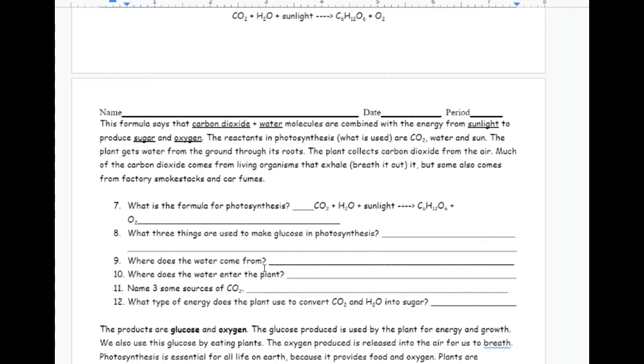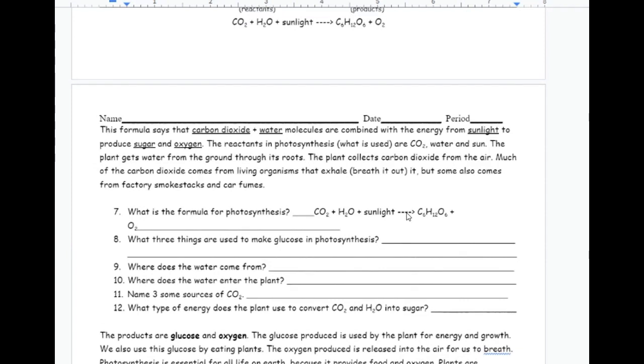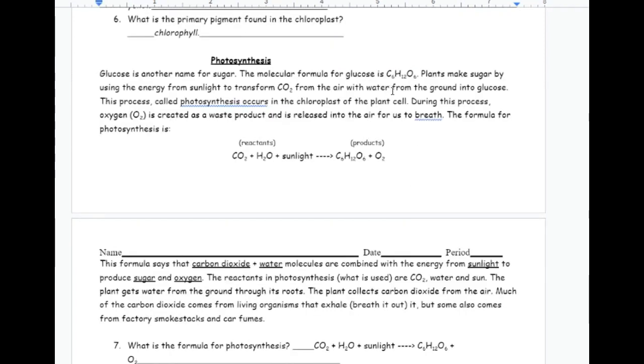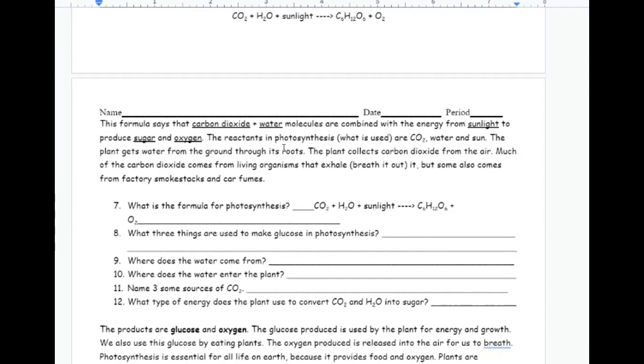What are three things used to make glucose in photosynthesis? The process is called a name for sugar. Oh, it's in this paragraph. That's why. What are three things used to make glucose in photosynthesis?